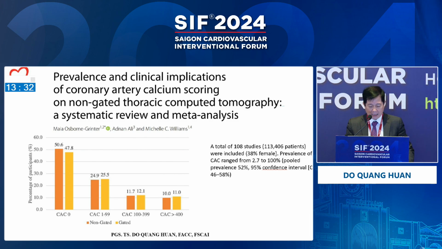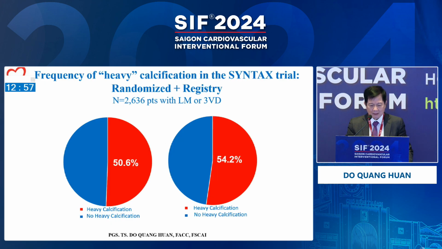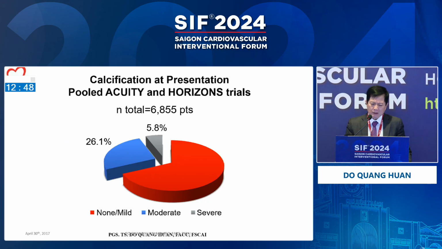When we do the angiogram, the review and meta-analysis of over 1,000 patients show that half of the patients have moderate or severe calcification. And from 13 studies, the pool of calcified lesions is approximately 30% of patients. In the SYNTAX trial and other trials, more than 50% of patients have moderate or severe calcification.